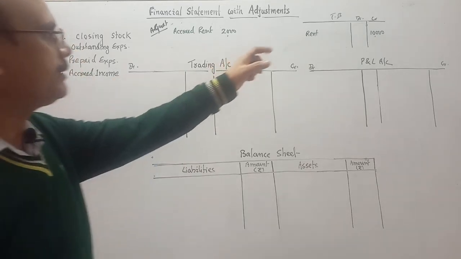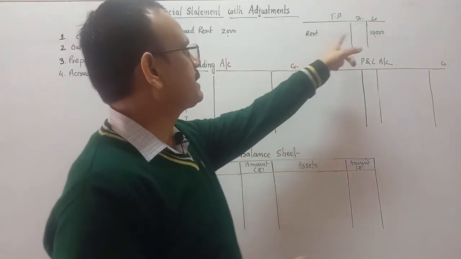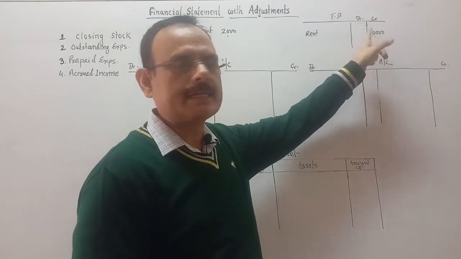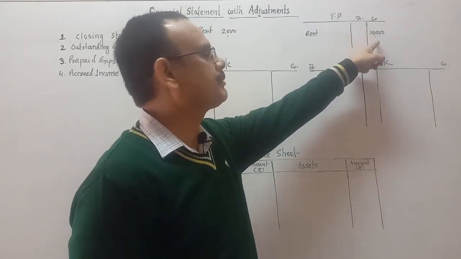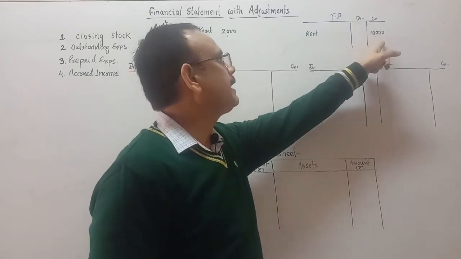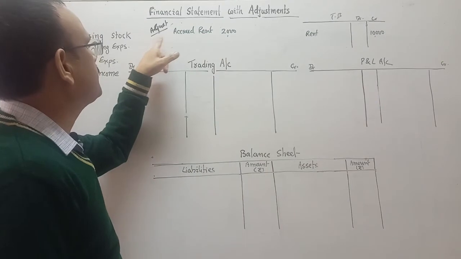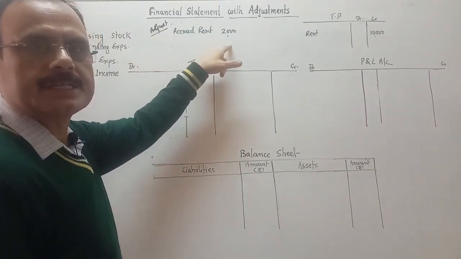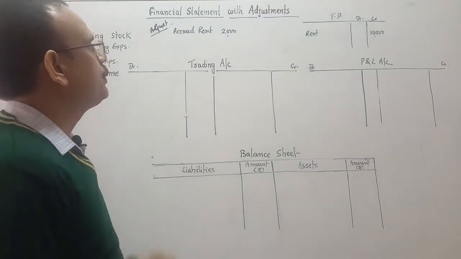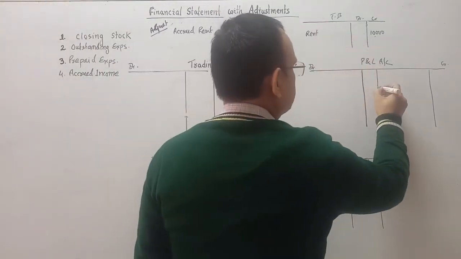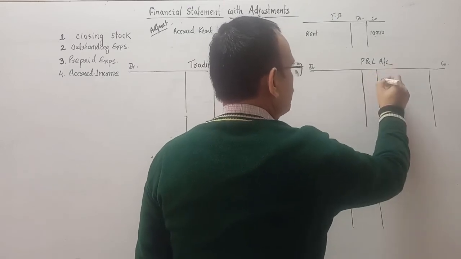Suppose the rent in the trial balance credit side is 10,000. If rent is reflecting in the credit side of the trial balance, it means it is rent income, rent received. And related to that rent, an adjustment is given: accrued rent is 2,000. Then we know that the rent is reflected, so we write the rent in the profit and loss account credit side.